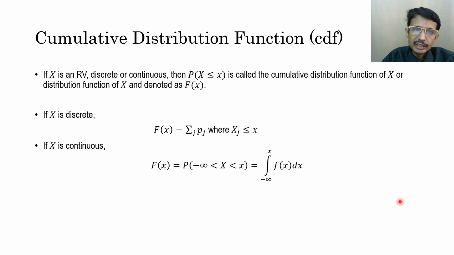Next comes the cumulative distribution function, the CDF. If x is a random variable, discrete or continuous, then P of x less than or equal to small x is called the cumulative distribution function of x, or the distribution function of x, and denoted by F of x. If x is discrete, F of x is equal to the summation of p of xi where xi is less than or equal to x, and if x is continuous, F of x is equal to P of minus infinity less than X less than or equal to x, the integral from minus infinity to x. This is the standard definition.